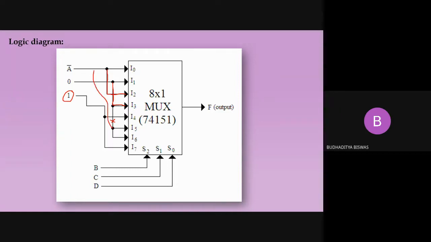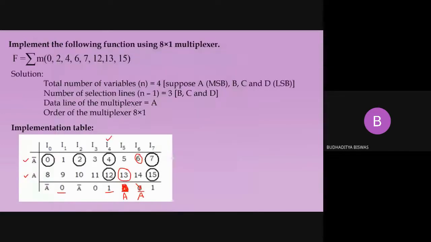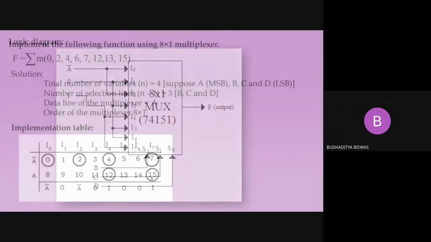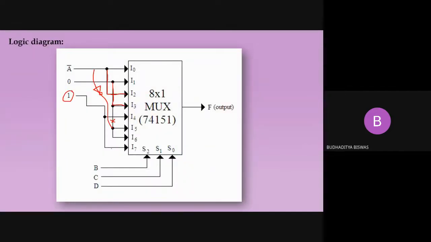Oh, sorry. We need to put a NOT gate here. This is actually the A bar. That should be connected to A. Similarly, I6 is connected to A bar, I think, and I7 is connected to 1. Okay.